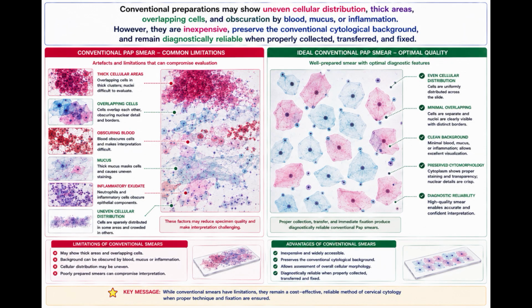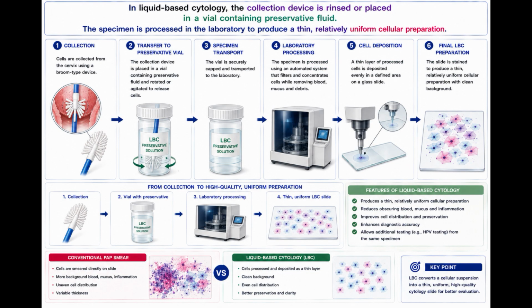Conventional preparations may show uneven cellular distribution, thick areas, overlapping cells, and obscuration by blood, mucus, or inflammation. However, they are inexpensive, preserve the conventional cytological background, and remain diagnostically reliable when properly collected, transferred, and fixed. In liquid-based cytology, the collection device is rinsed or placed in a vial containing preservative fluid. The specimen is processed in the laboratory to produce a thin, relatively uniform cellular preparation.